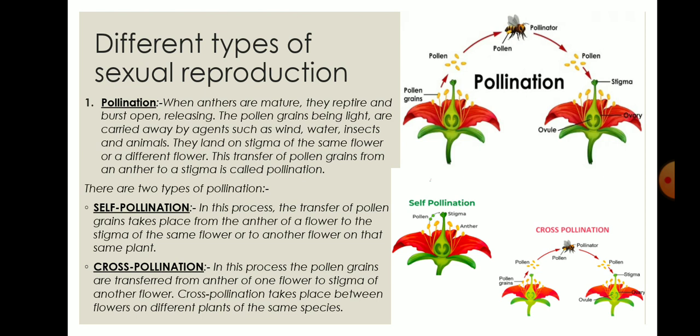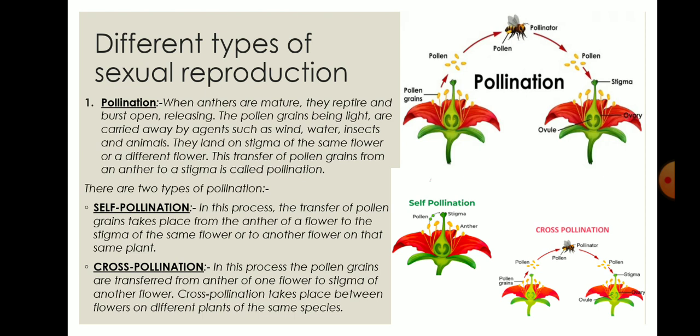There are two types of pollination: self pollination and cross pollination. Self pollination. In this process, the transfer of pollen grains takes place from the anther of a flower to the stigma of the same flower or to another flower on the same plant.